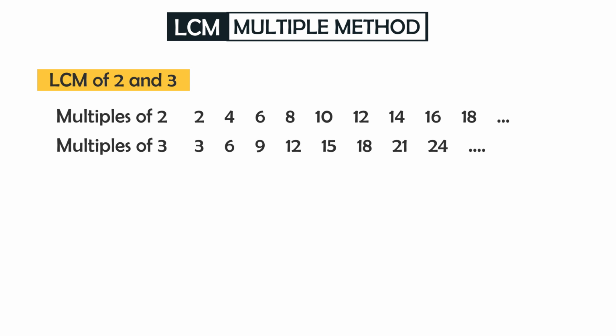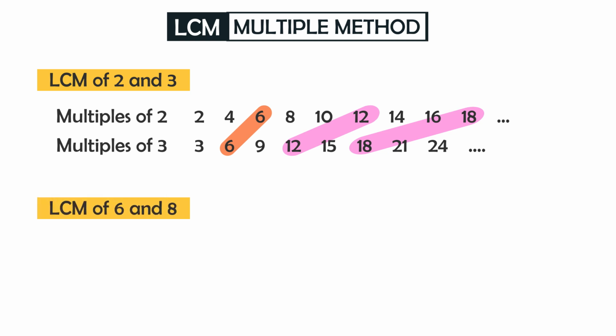Now let's find the common multiples of 2 and 3. The common multiples are 6, 12, 18 and so on. 6 is the lowest common multiple. So here we go. LCM of 2 and 3 is 6. Very easy, right? Now let's find the LCM of 6 and 8.